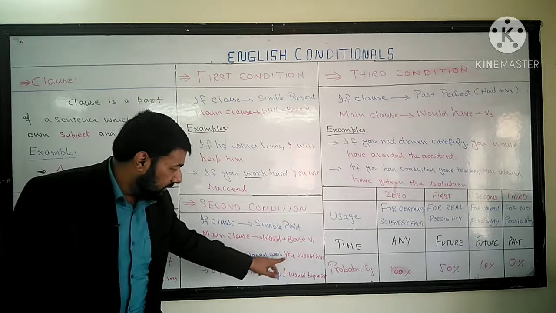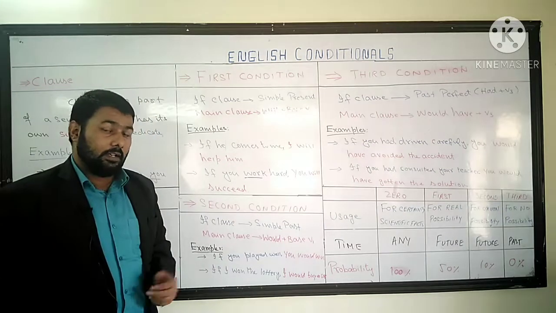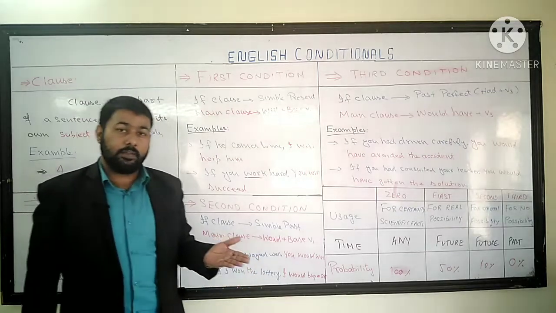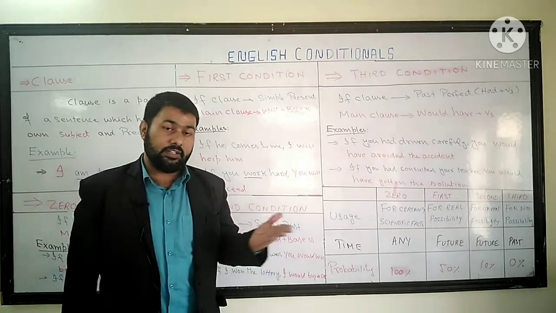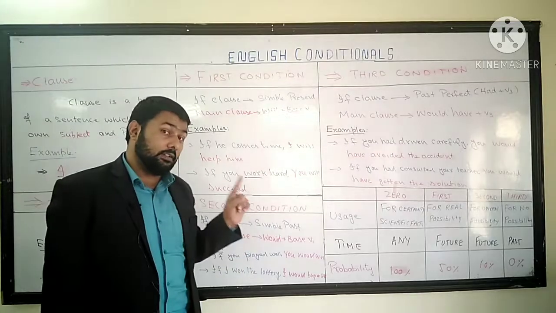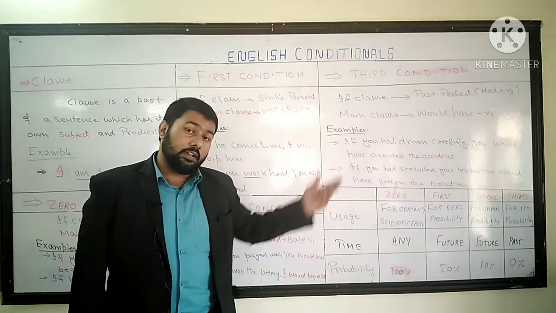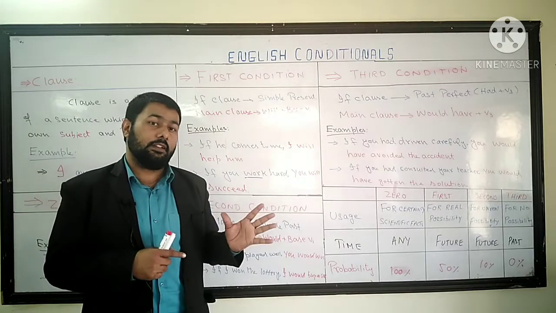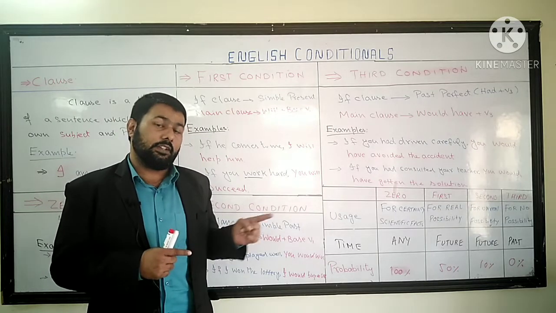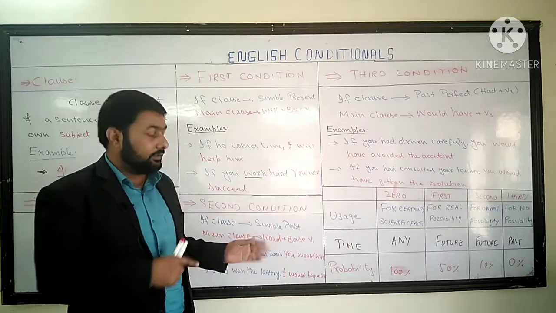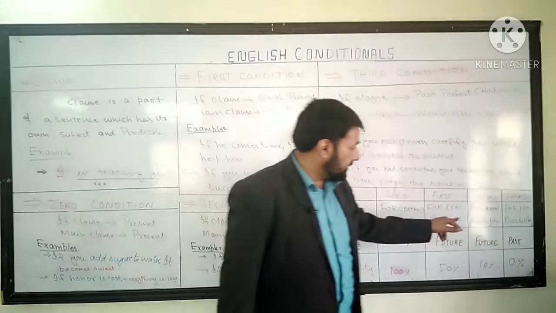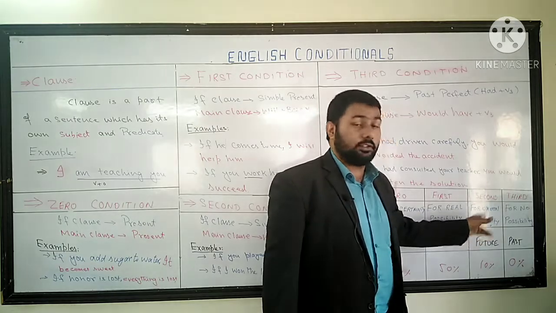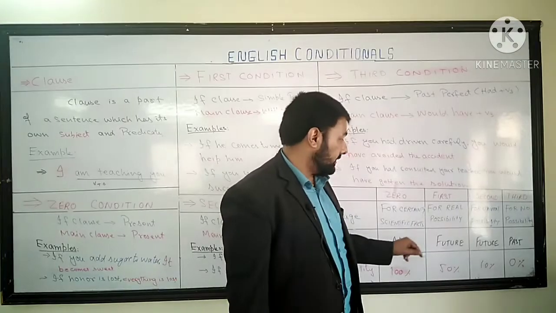If you played well, you would win. A player did not play well, and the team lost the match, and the captain says to the main batsman, if you played well, you would win, our team would win. Since he did not play well, but there was a possibility of winning the match if he had played well, we can say that in the second condition, there is an unreal situation, but possibility is also there for the action to be completed.